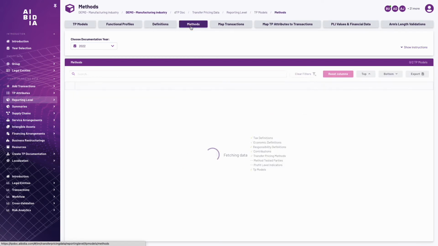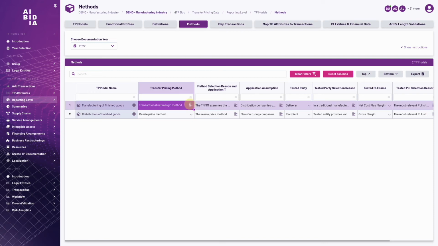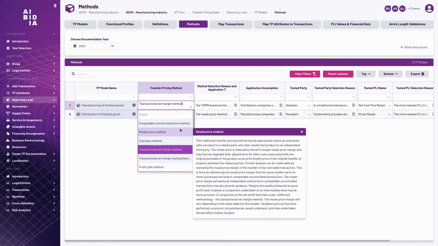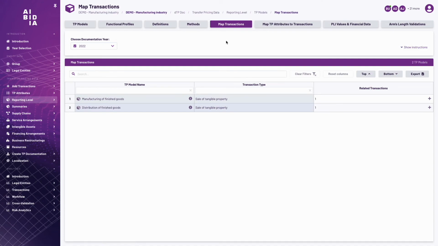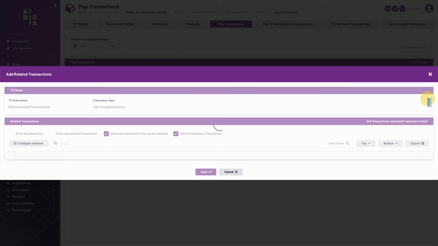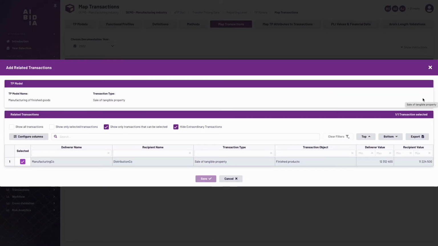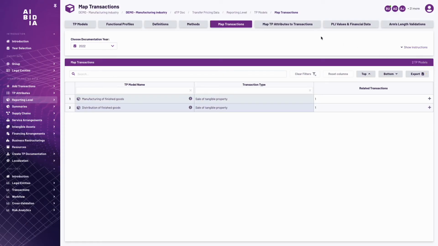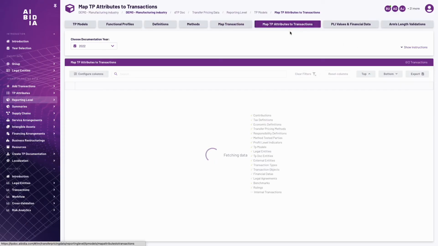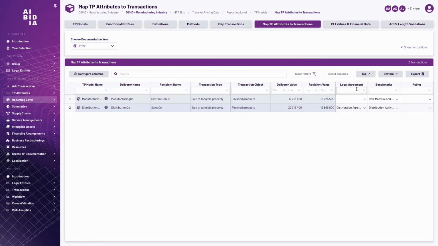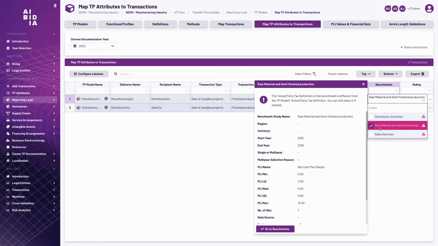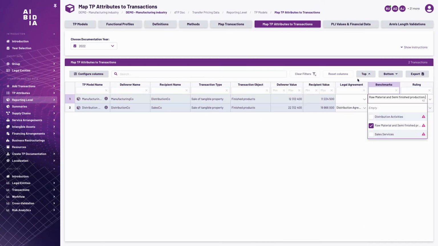In the following step, you need to select transfer pricing methods and indicate appropriate characteristics, such as the tested party and the profit level indicator used. Next, map the transactions to TP models. In this step, you indicate which transactions were priced in accordance with the preset TP methodology. Map TP attributes, like benchmarking studies, to transactions.